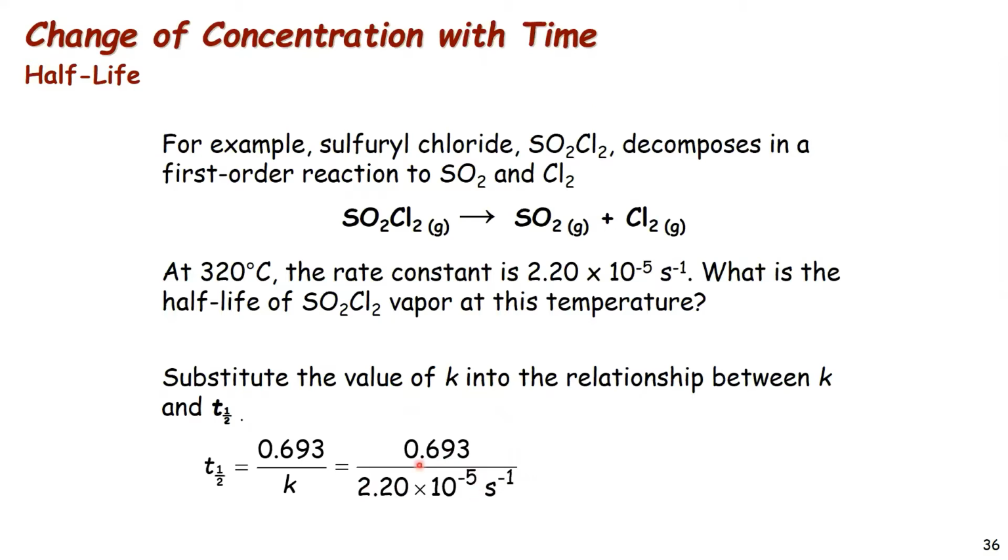Be careful. Make sure you're practicing. You can't type in 0.693 divided by 2.2 times 10 to the negative fifth. You will get the wrong answer. You either got to put this in parentheses, or take 0.693 divided by 2.2 divided by 10 to the negative 5, or 0.693 divided by 2.2 times 10 to the fifth. They'll all give you the same thing.